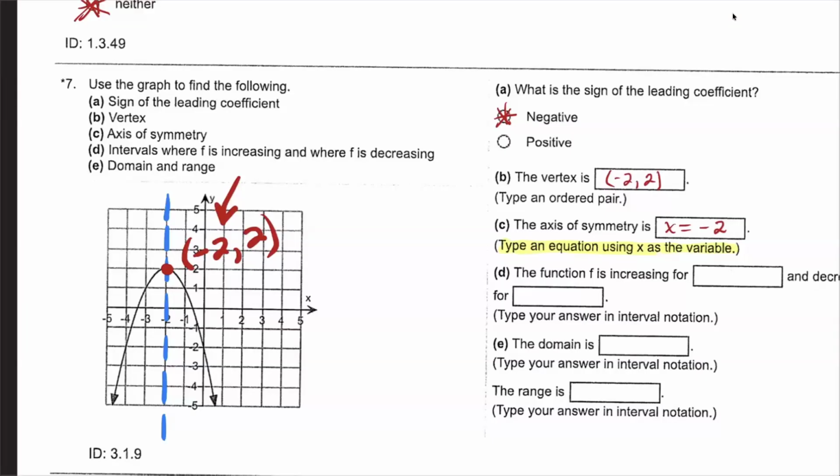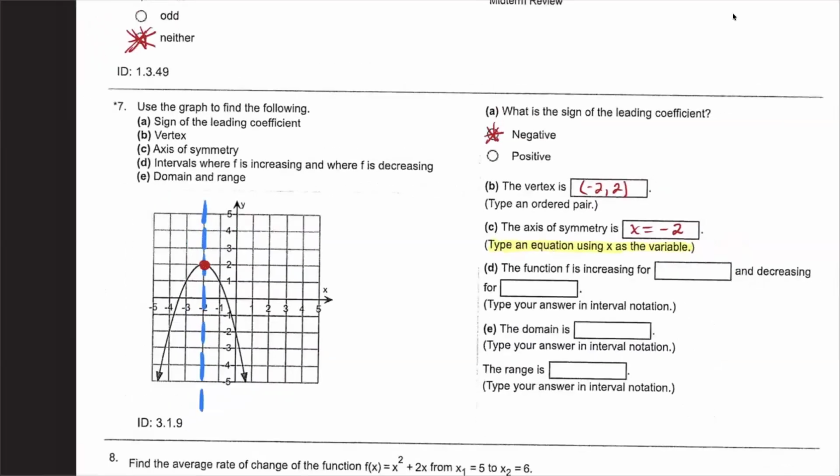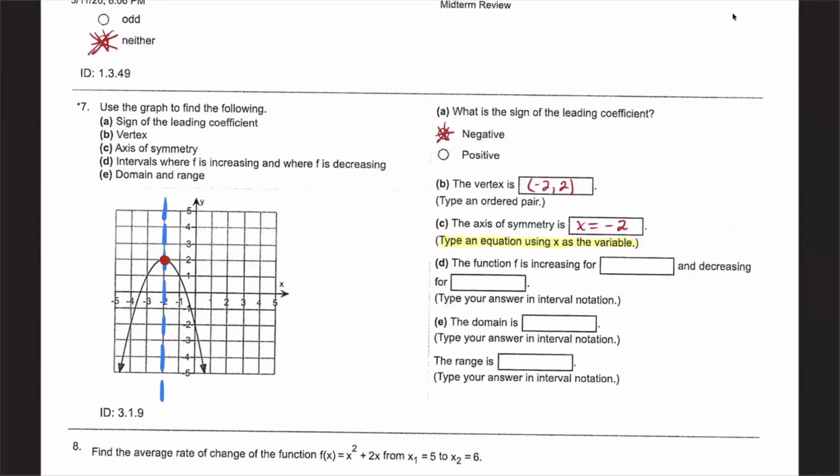You can't just put -2. You have to put x equals -2 because that is the equation. Then the function is increasing for what interval? They're asking over what interval. So the function is increasing all the way from out here at -infinity until you get to -2. The function stops increasing when you get to x equals -2 at that point.